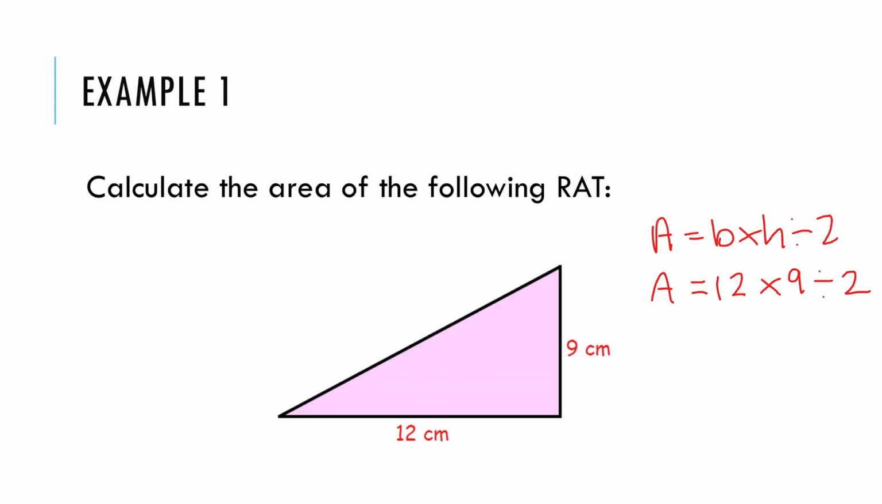So dividing 9 by 2 would give me a decimal. I don't want to do that, but 12 is an even number, so I can divide that by 2 quite nicely to give me 6. I've still got to multiply by 9. Now all I've got to do is 6 times 9, which is 54, and it's centimetres squared.